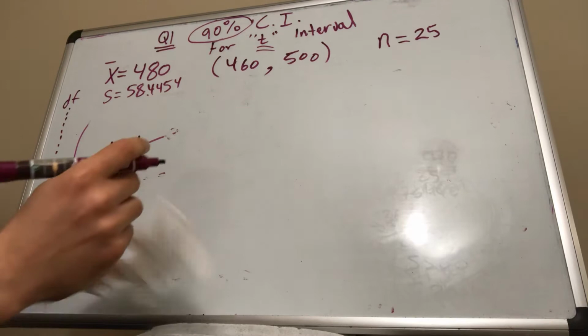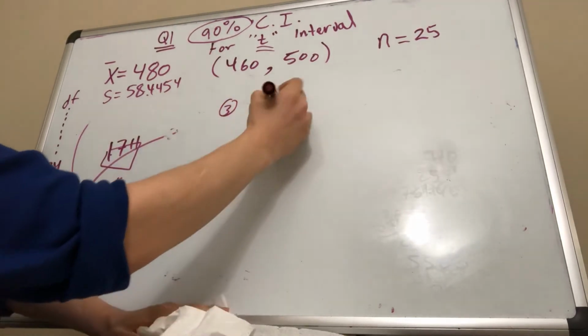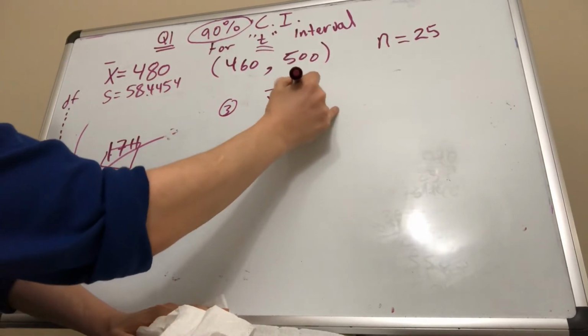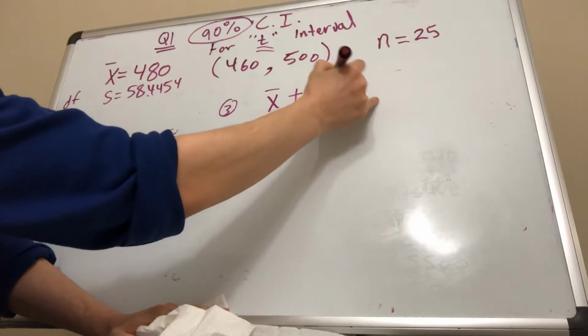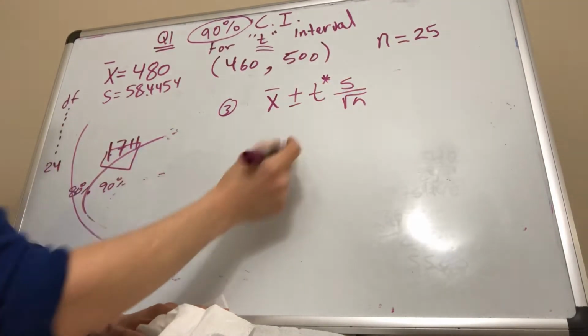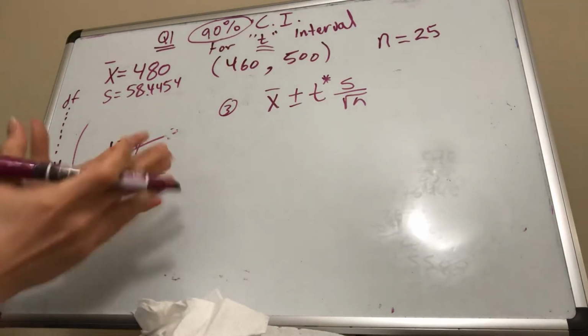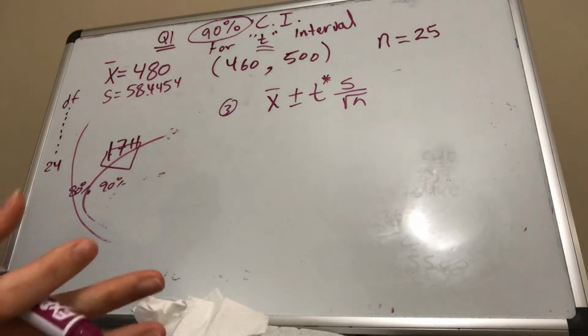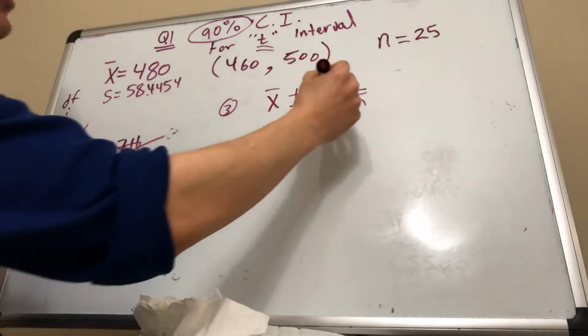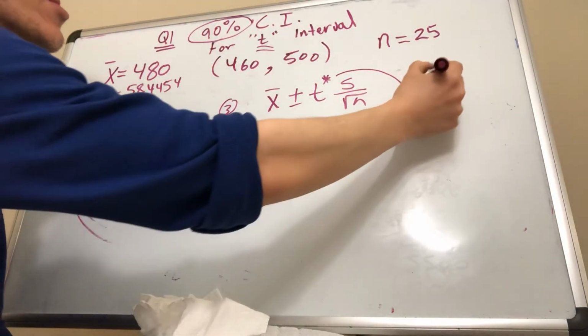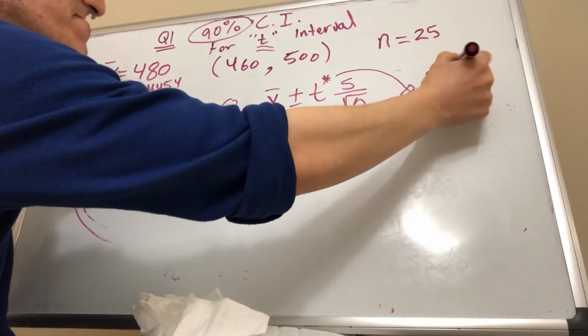To do the confidence interval, this is number 3. It's x bar plus or minus t star s over square root of n. And when you add, that gives you the upper, and when you minus them, gives you the lower. Pretty much we have everything at this point, except they want you to do it at 99%.